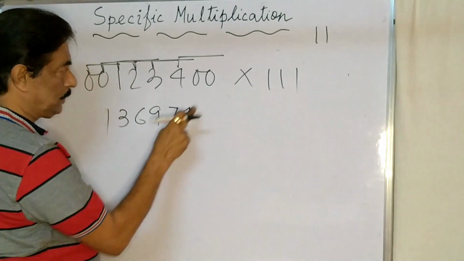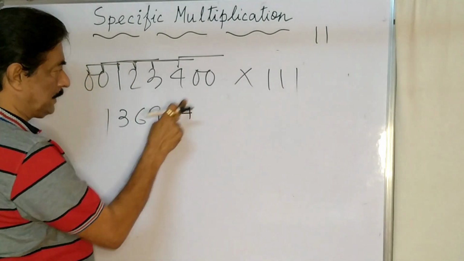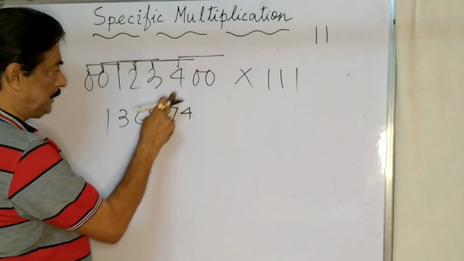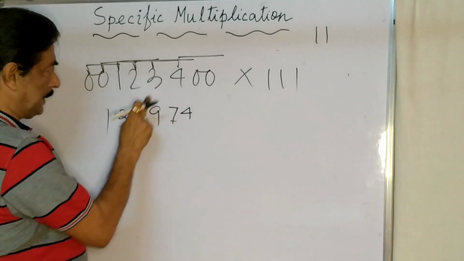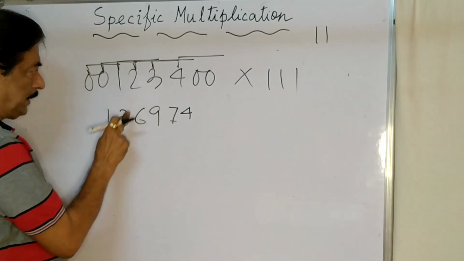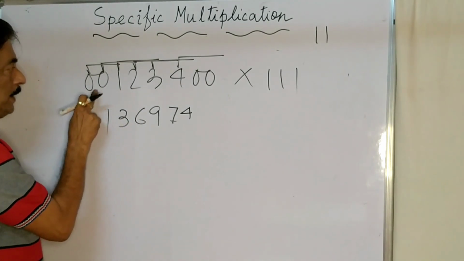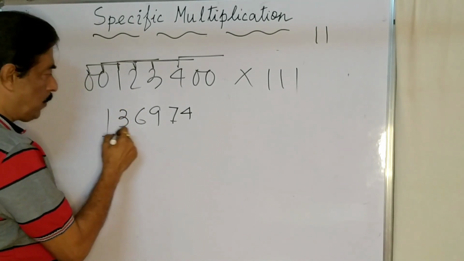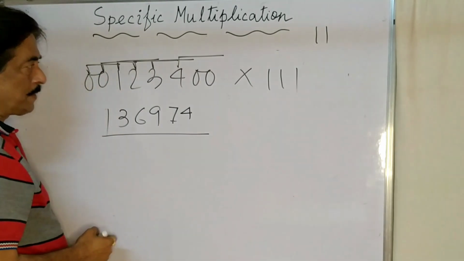4 plus 0 is 4. 3 plus 4 plus 0 is a 7. 2 plus 3 plus 4 is a 9. 1 plus 2 plus 3 is a 6. 0 plus 1 plus 2 is a 3. Now 0 plus 1 is a 1. Your answer is 136974.